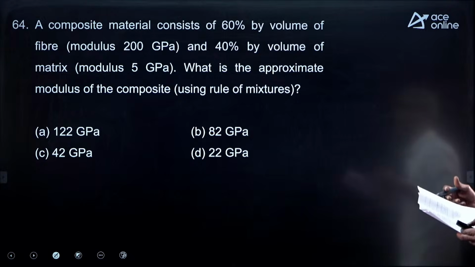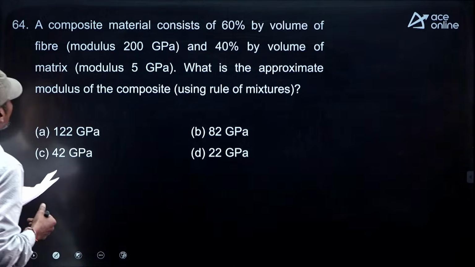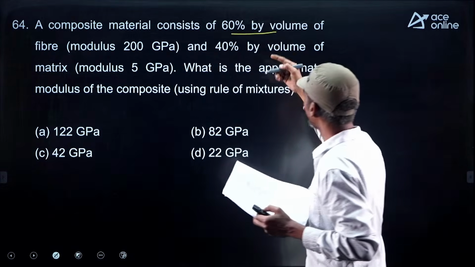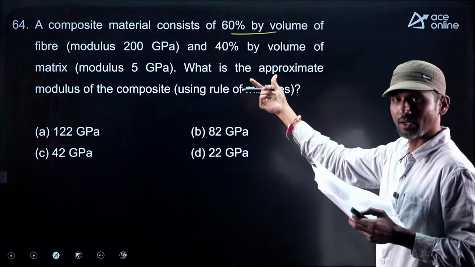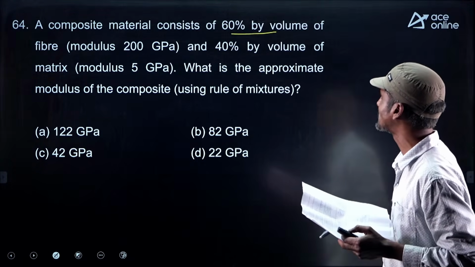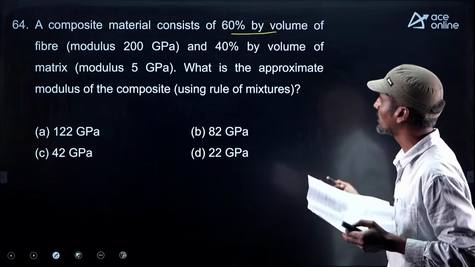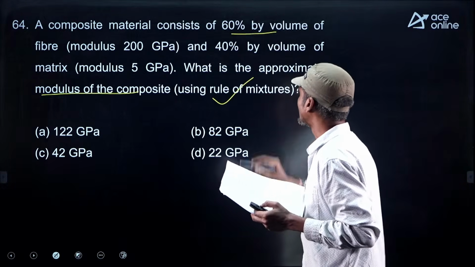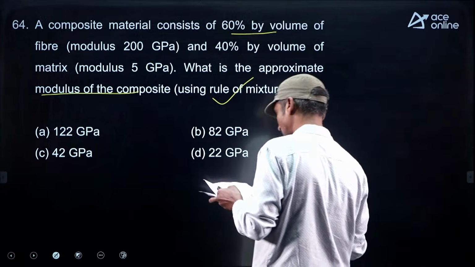As we move to the next one, we have a small numerical question related to composites. The composite material consists of 60% by volume of fiber, whose modulus is given as 200 GPa, and the matrix modulus is also given. We need to find the modulus of the complete composite, by using the rule of mixtures.